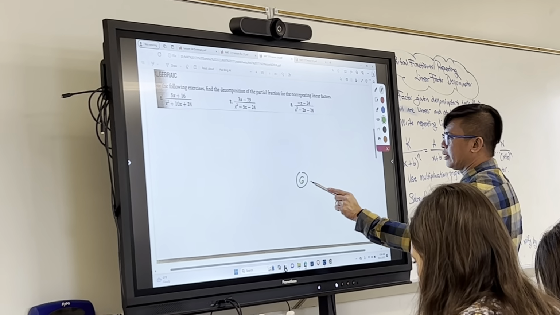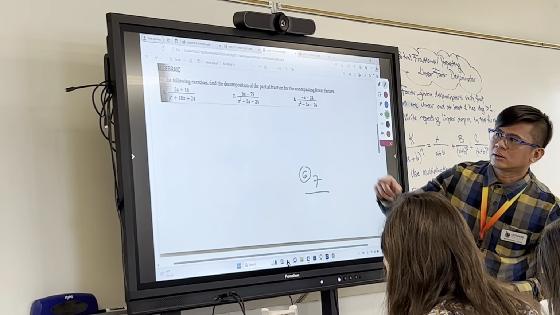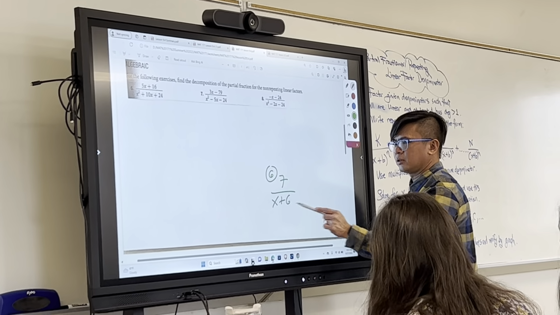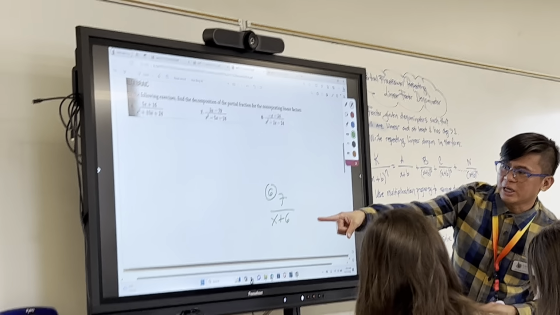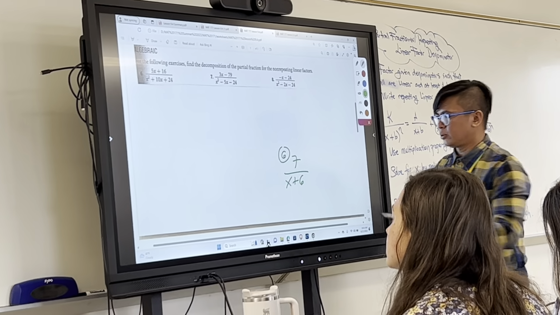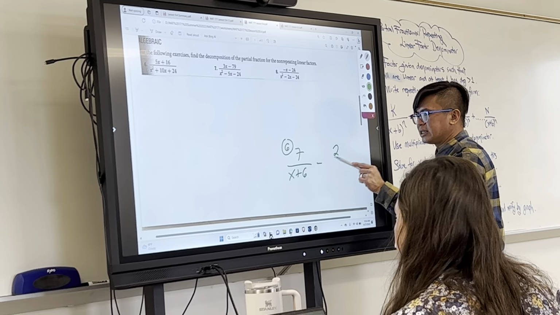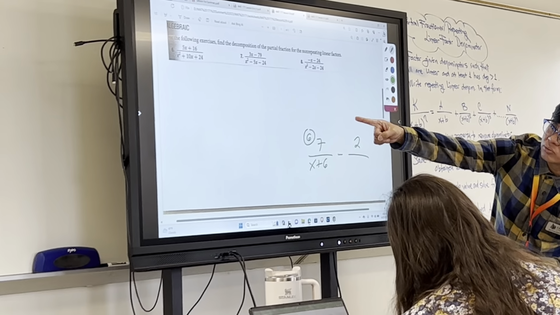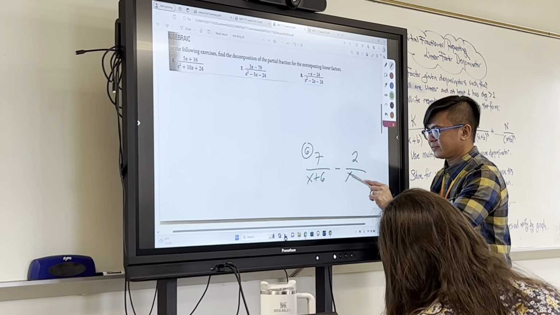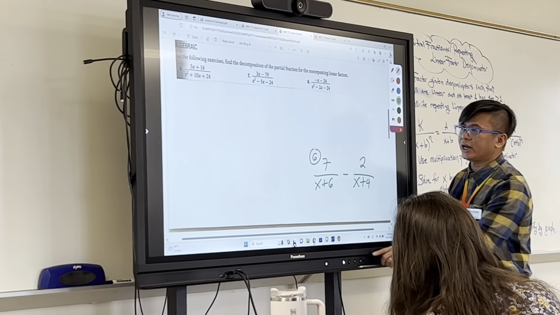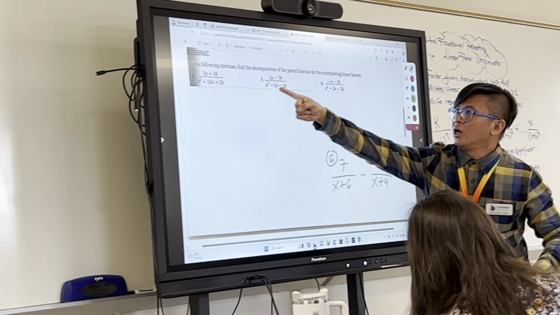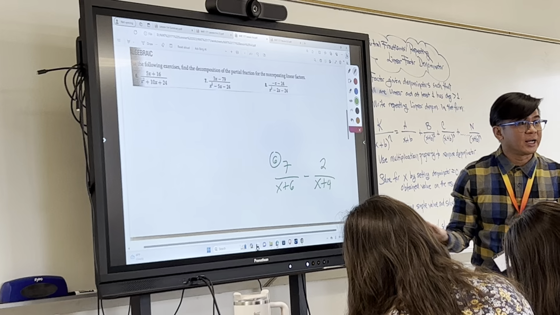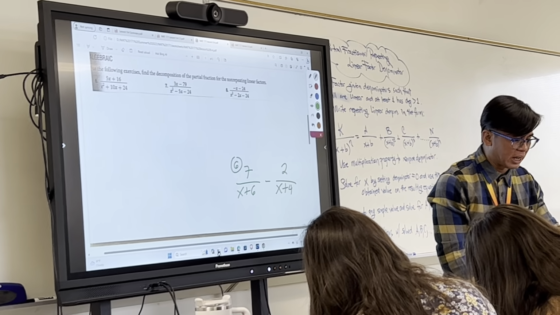Our a is 7 over what? x plus 6. And what's our b? Negative 2. So I put it in here: minus 2 instead of plus, because it's negative. Minus 2 over what? x plus 4. So again, we can split that one fraction into 2 fractions as such. And how do we verify it by graphing?